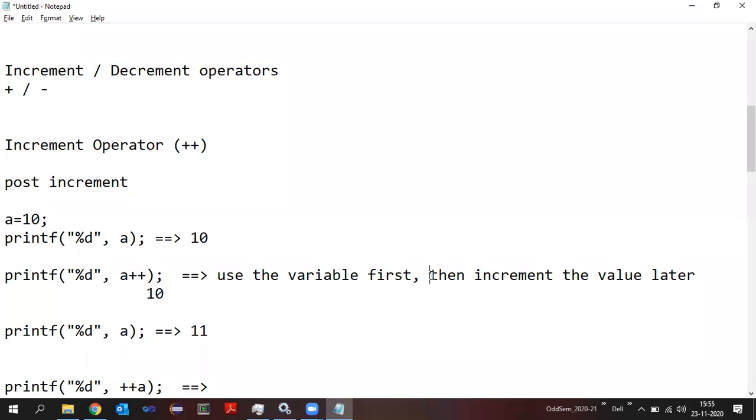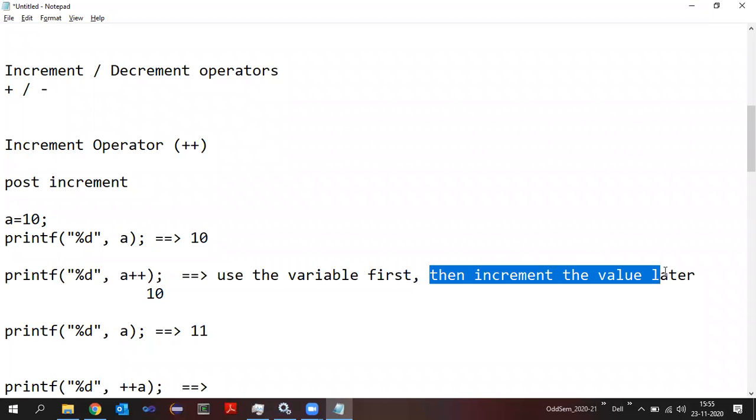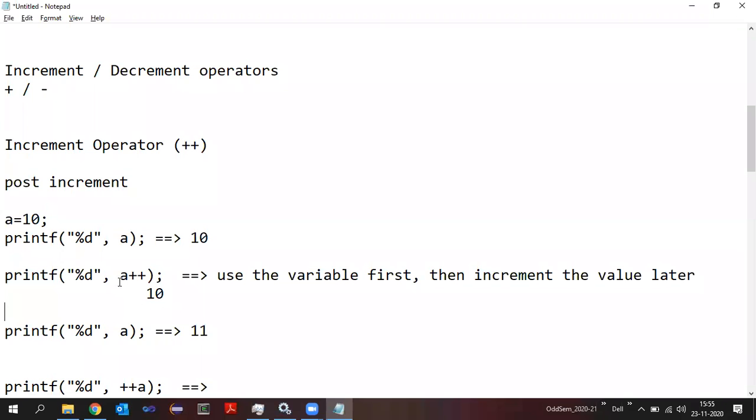But what it says, then increment the value later. Later means what? In the next statements, if you come across the same variable a, that time it shouldn't be used as the old value. It should be used as what? The incremented value. Incremented value means what? 10 plus 1. So a will be taken as 11 over here. That is the meaning of post increment.